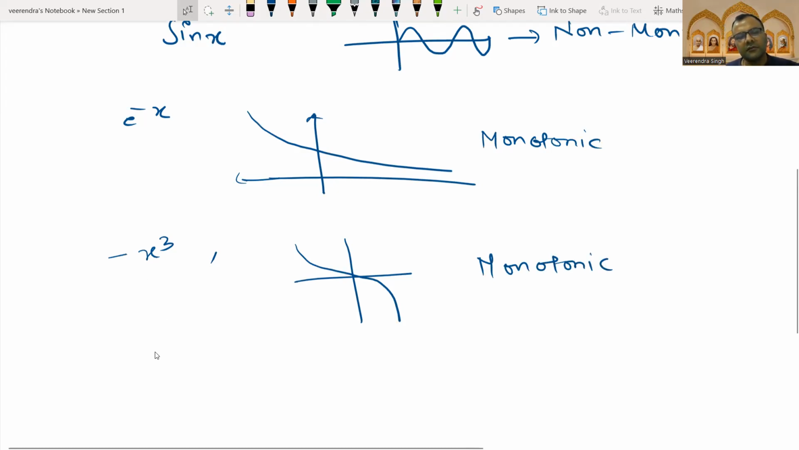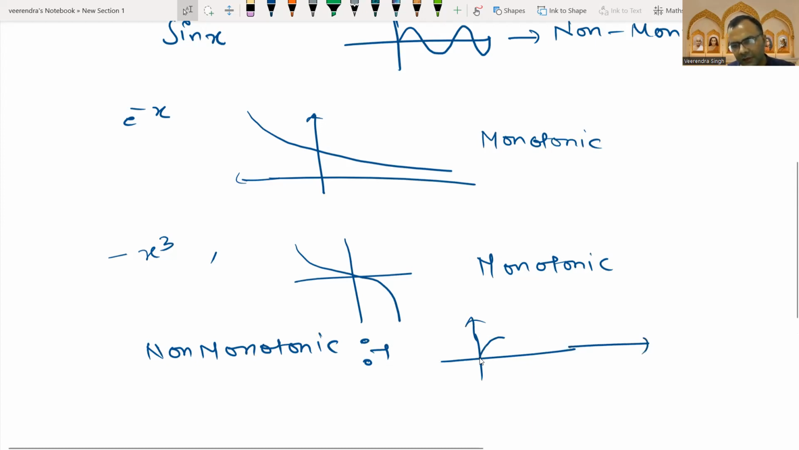In the case of non-monotonic, the function is both increasing and decreasing. As I already discussed, take the graph of sin x. The graph of sin x goes like this. So here we can see that from 0 to pi by 2 it is increasing, then pi by 2 to pi it's decreasing, then again it's increasing, decreasing. So it is non-monotonic.